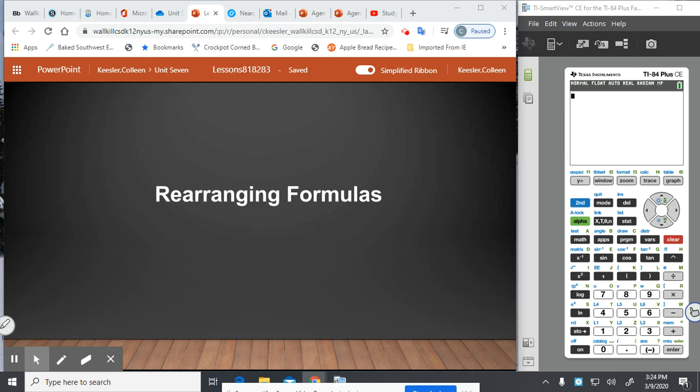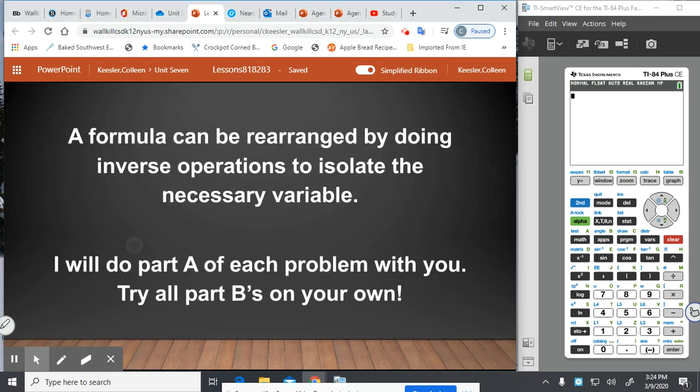Hi, algebra students. Today we're taking a look at rearranging formulas. A formula can be rearranged by doing inverse operations to isolate the necessary variable. I will do part A of each problem with you. Try all part B's on your own.